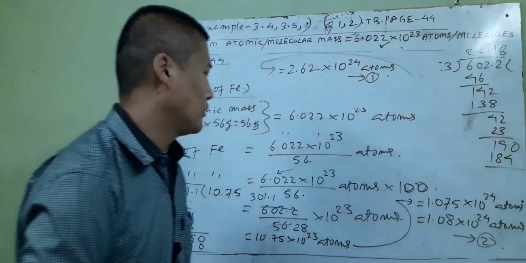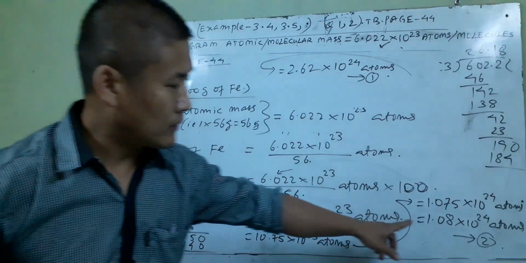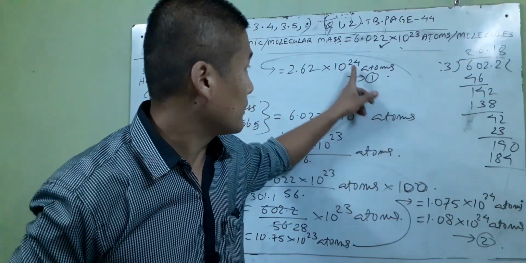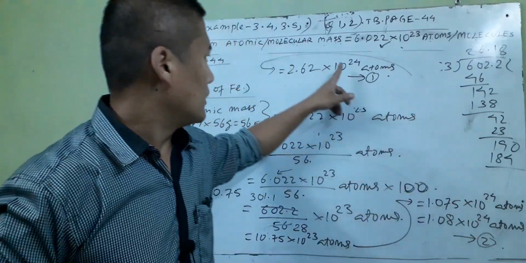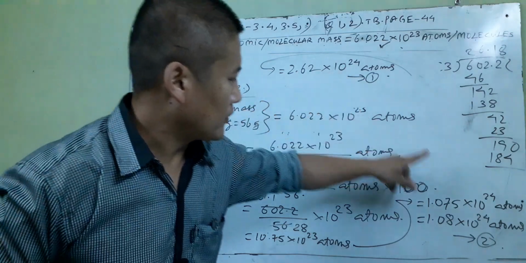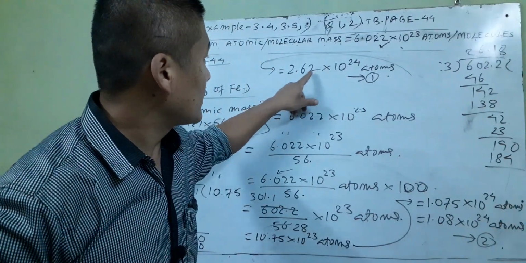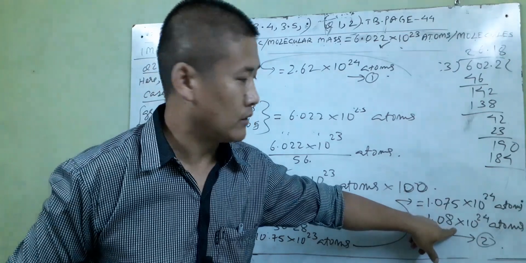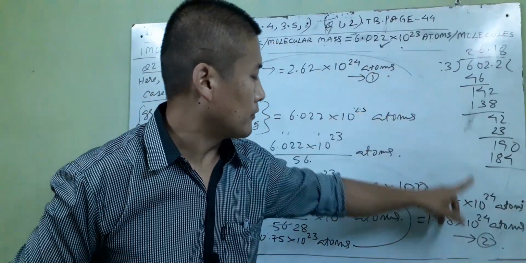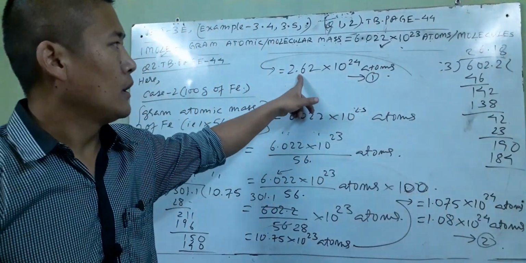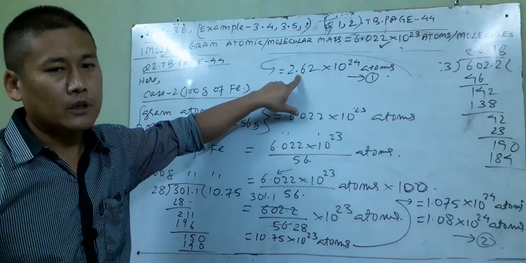Now compare 1 and 2. 100 grams of iron contain 1.08 into 10 to the power 24. This is the same, 10 to the power 24. This is the sodium, 24, but this part you compare. 2.62 is greater than 1.08. This is the same, no? 10 to the power 24. Compare, then this is much more. So the number of sodium atoms is more.